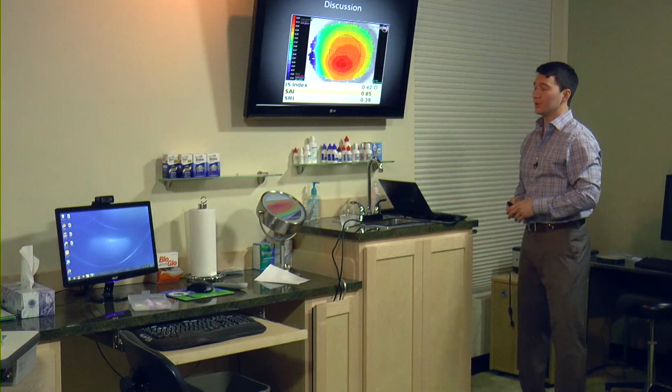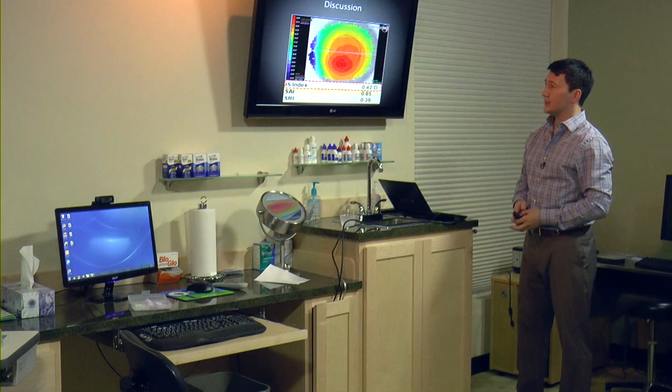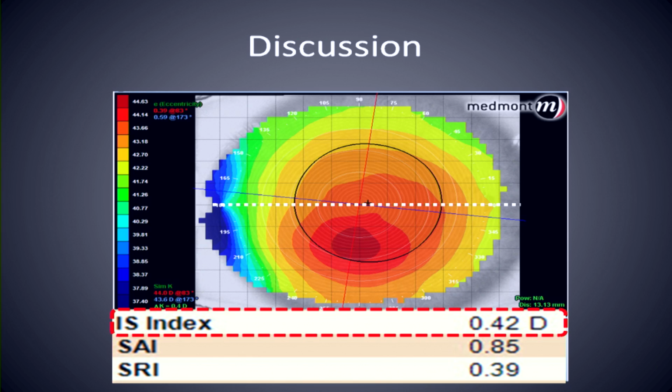And one of the things that's most powerful to the surgeons is the IS value. Stands for inferior versus superior average curvature. So you take all the inferior points of data and average them out into one number. How steep or flat is this inferior hemisphere? Then do the same thing with the superior hemisphere.